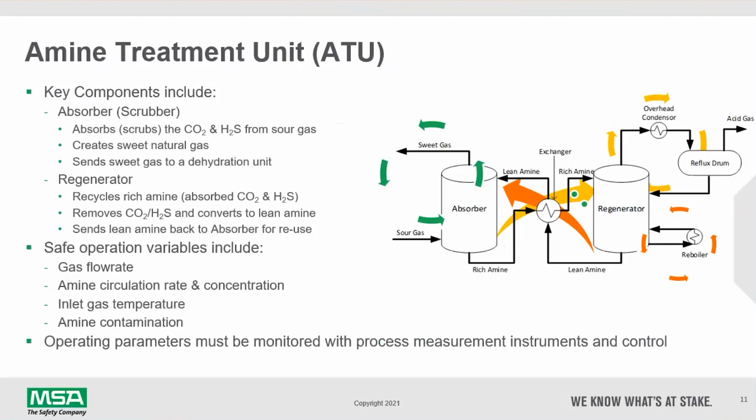You can see there's a lot of things going on here. There are a lot of variables that have to be monitored and controlled, including gas flow rate, amine circ rate and concentration, inlet gas temperature, the contamination or purity of the amine. So again, you have a lot of operating parameters that must be monitored with process equipment, instruments, and control.